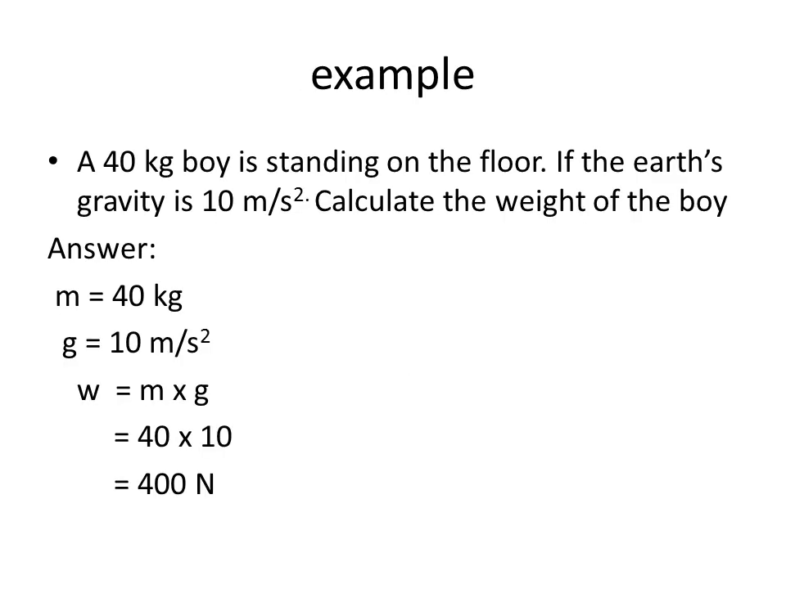Example: a 40 kilogram boy is standing on the floor. If the Earth's gravity is 10 meter over second square, calculate the weight of the boy. Answer: m equals 40 kilogram, g equals 10 meter over second square, weight equals m times g equals 40 times 10. So the weight is 400 Newton.